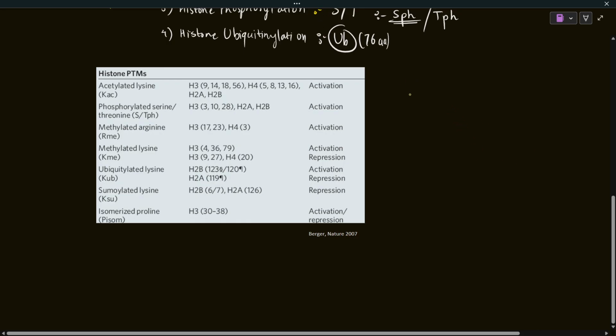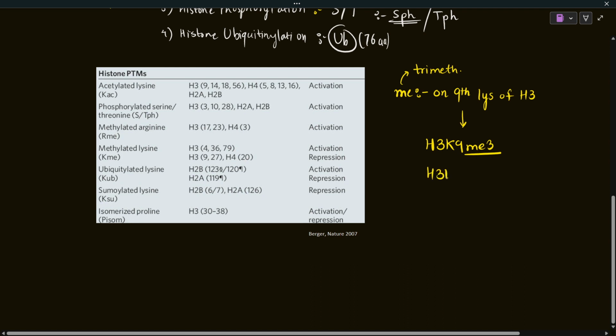Okay, let's write it like this. So you have to write that methylation is done on the ninth lysine residue of H3 protein, and it is trimethylation. So you will write it like this: H3K9Me3 means trimethylation, and it is read as H3K9 trimethylation mark. How is it read? H3K9 trimethylation mark.